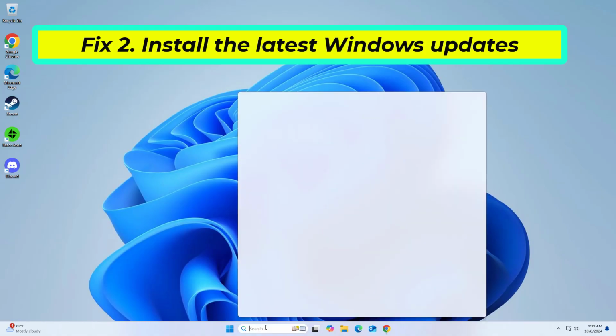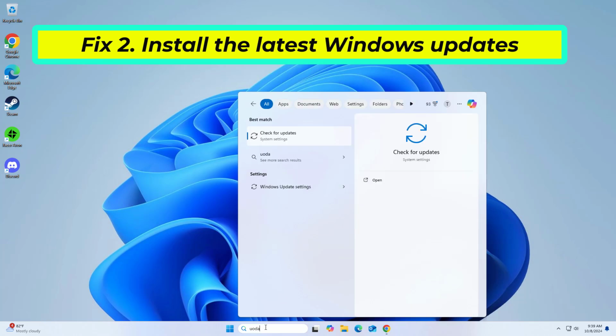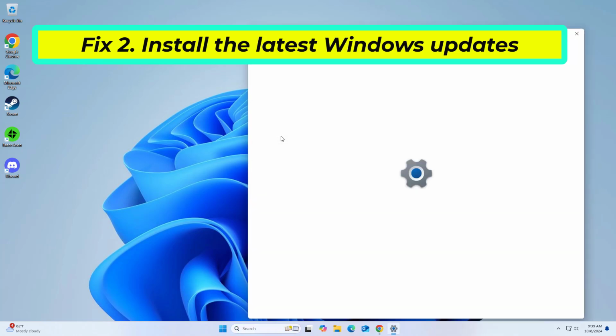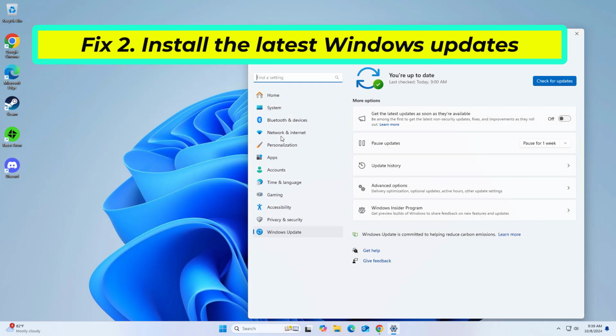If that didn't work, Windows updates can include fixes for common system issues, including screensaver problems. Keeping your system up to date can resolve these issues.